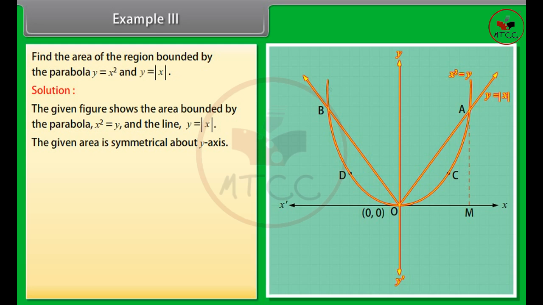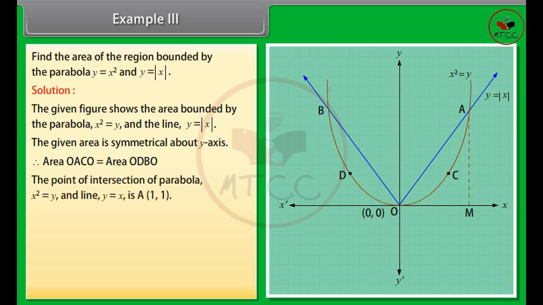The given area is symmetrical about the y-axis. Therefore, area OACO is equal to area ODBO. The point of intersection of the parabola x² = y and the line y = x is A(1, 1). Area of OACO is equal to area of triangle OAB minus area of OBACO.